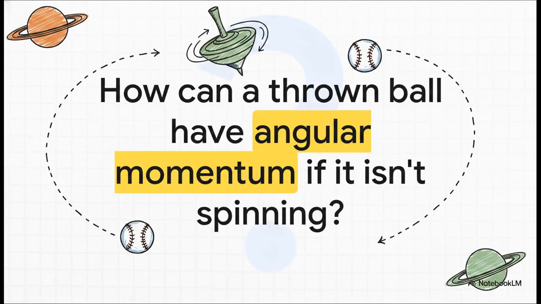So let's just get right to the heart of it. This is the question that trips everybody up. When you hear angular momentum, you probably think of a spinning planet or a gyroscope, something that's actually rotating. But what if I told you that a ball, thrown perfectly without any spin, still has angular momentum? How on earth is that possible? Well, it turns out the secret is in what we think angular momentum is versus what it actually is.